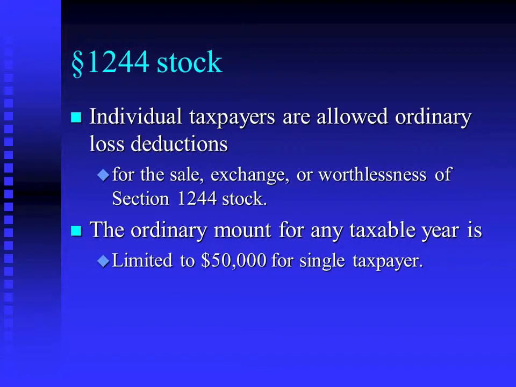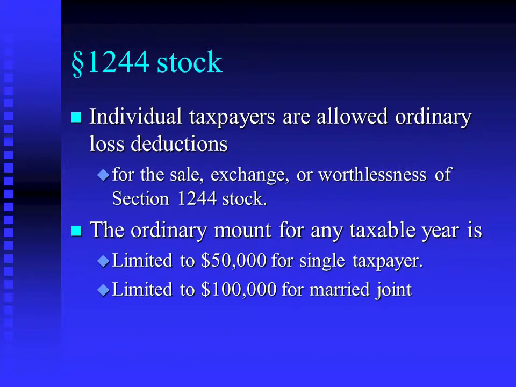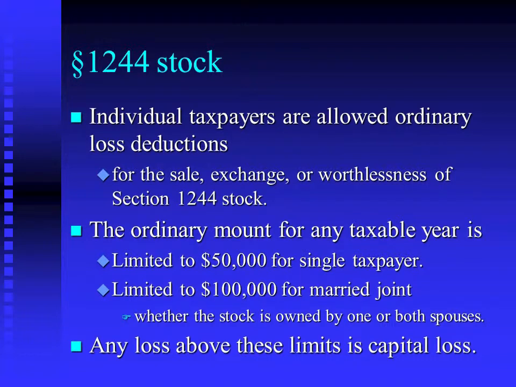Individuals, the first $50,000 of loss in any taxable year. So I might have $1 million worth of loss. If I simply stretched out the selling of the property, I could get ordinary income treatment for all of it. But if I sold the entire million, realized the $1 million loss in a current year, only $50,000 of it will be ordinary. A couple, married filing joint, have a limit of $100,000, and that exists whether or not they own the stock jointly or it's owned by just one of the spouses. Any remaining losses are treated as capital losses.